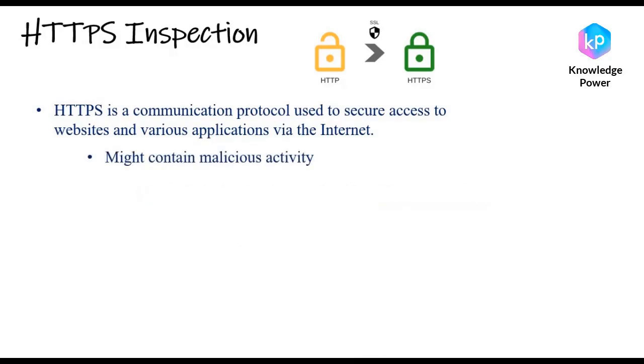The problem is that if you have a basic router that is not able to open up an SSL connection, the traffic might contain malicious activity. Even if you have antivirus, the traffic will pass through, because you're not able to open up a packet that is encrypted with SSL. With HTTPS inspection technology, you are able to do that. You can open up a connection.